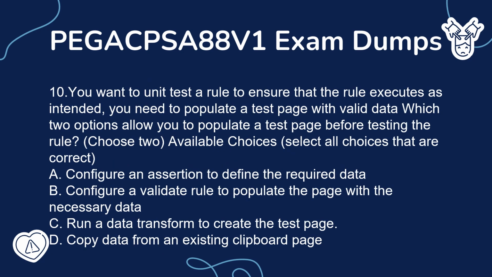10. You want to unit test a rule to ensure that the rule executes as intended. You need to populate a test page with valid data. Which two options allow you to populate a test page before testing the rule? Choose 2. Available choices. Select all choices that are correct.